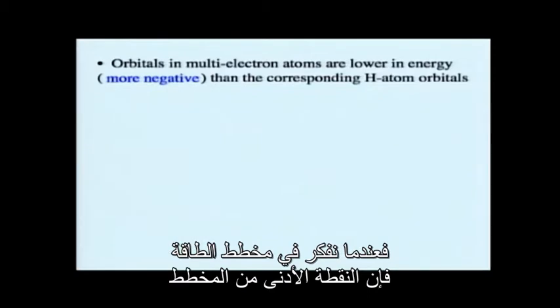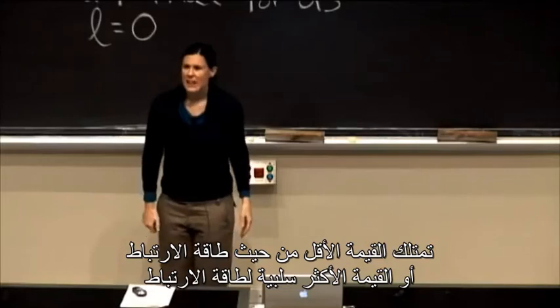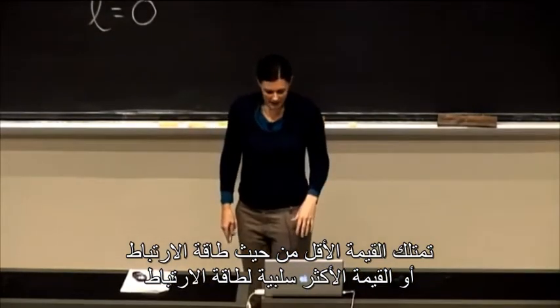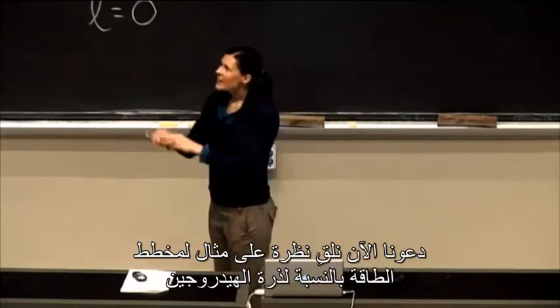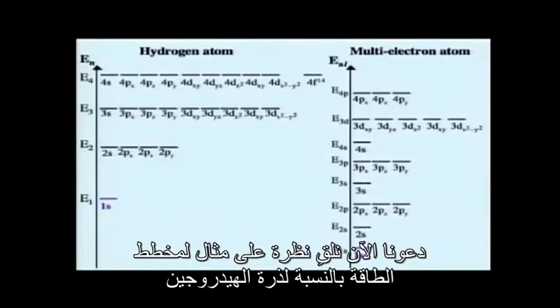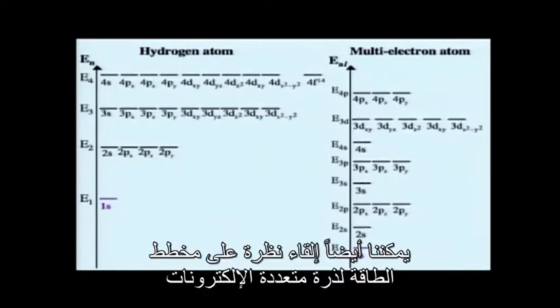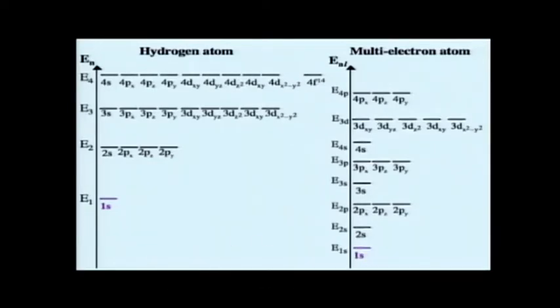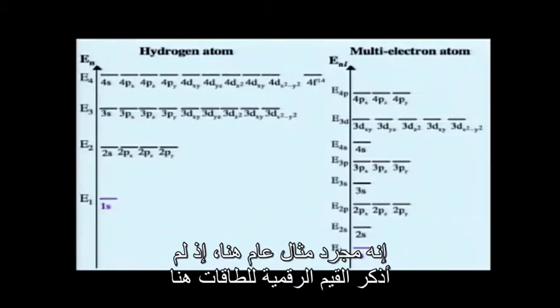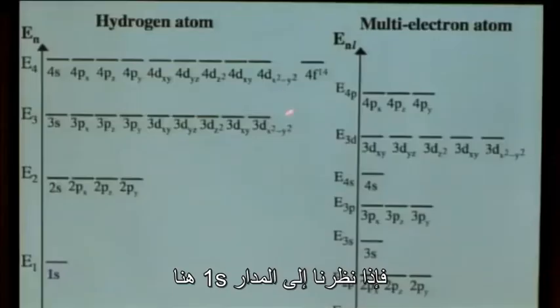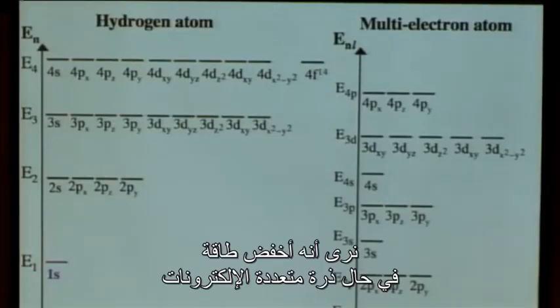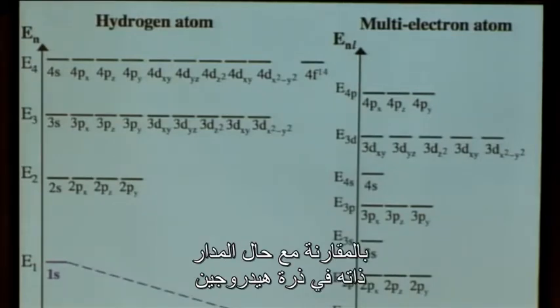Right? Because when we think of an energy diagram, that lowest spot there is going to have the lowest value of the binding energy or the most negative value of binding. So let's take a look here at an example of an energy diagram for the hydrogen atom. And we can also look at an energy diagram for a multi-electron atom. And this is just a generic one here, so I haven't actually listed energy numbers. But I want you to see the trend. So for example, if you look at the 1s orbital here, you can see that actually it is lower in the case of the multi-electron atom than it is for the hydrogen atom.